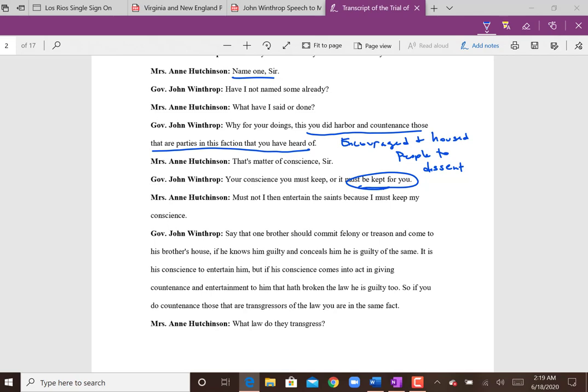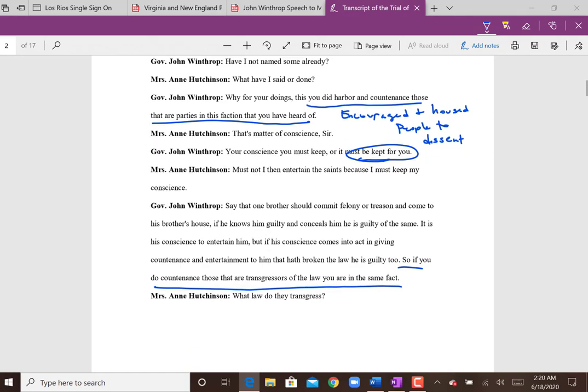If you go to your brother's house and he hides that he's guilty of a crime, then your conscience is clean. But if you go to your brother's house and you know your brother's guilty and yet you still help him, then you have broken the law and you're guilty too. And so if you do countenance those that are transgressors of the laws, you are in the same fact. So that goes back to the whole encouraging and harboring of the people that are challenging the church and the authority.